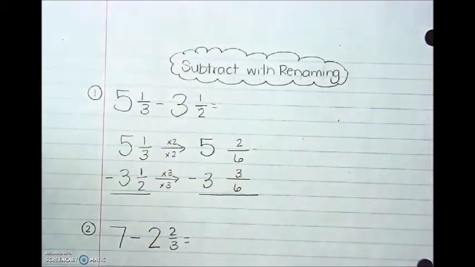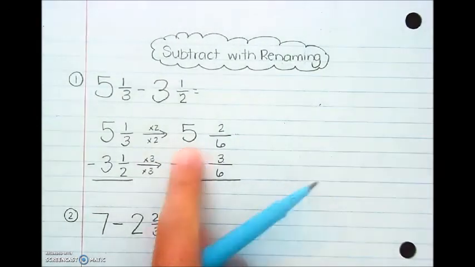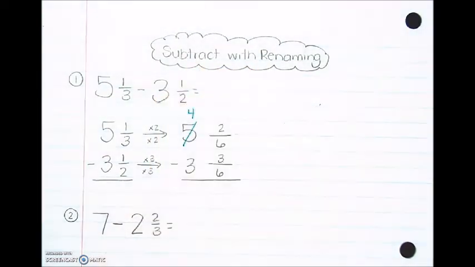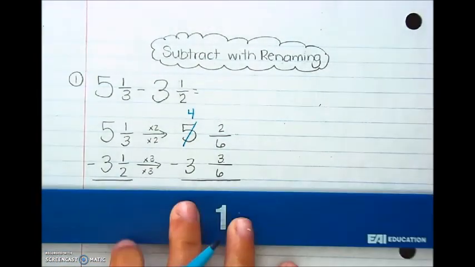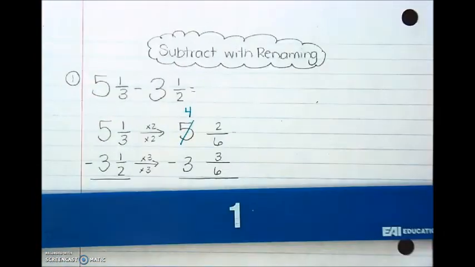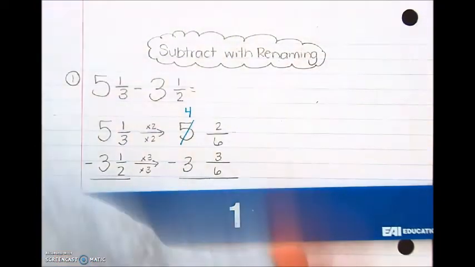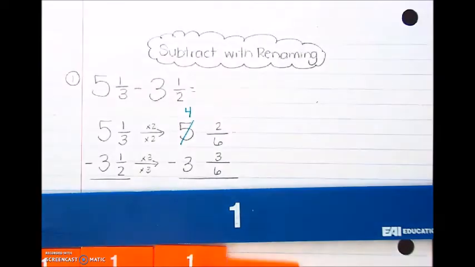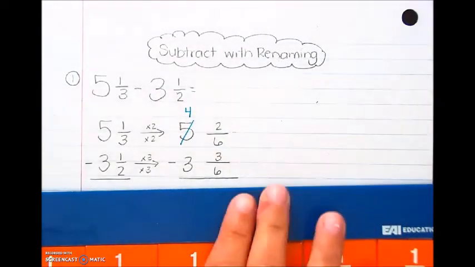So what I need to do is regroup or borrow from the 5. So just like with whole numbers, I'll cross that out and borrow one whole. So that 5 becomes a 4. Now, when I make one whole, it's made up of 6 different orange 1/6 pieces. 1, 2, 3, 4, 5, 6.